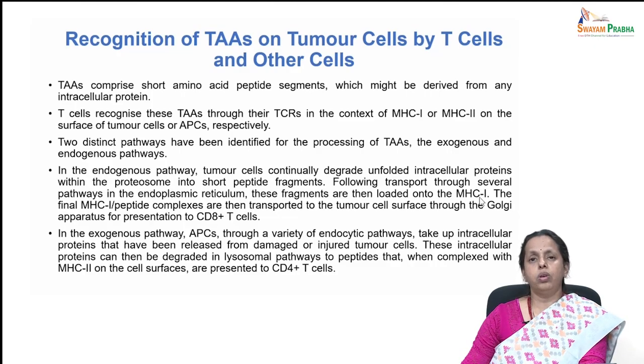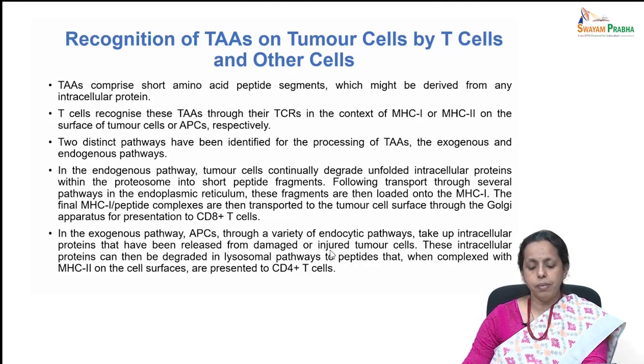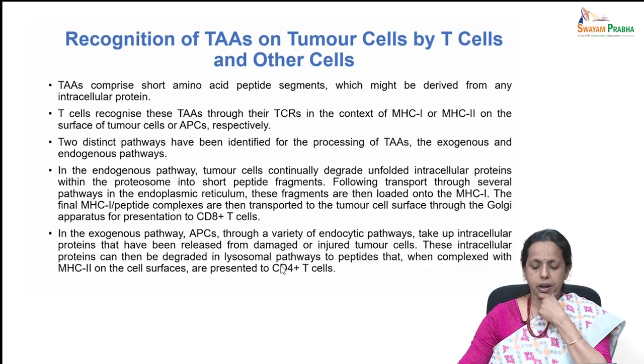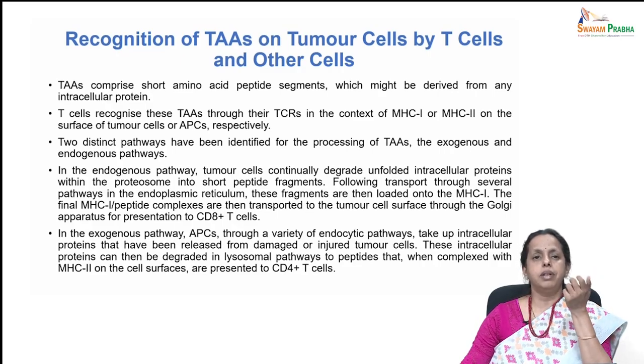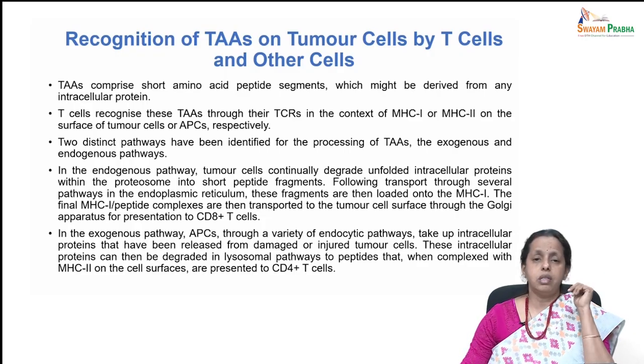Following transport through several pathways in the endoplasmic reticulum, these fragments are then loaded onto MHC-1. The final MHC-1 peptide complexes are then transported to the tumor cell surface through the Golgi apparatus for presentation to CD8 T cells. Through a variety of endocytic pathways, intracellular proteins released from damaged or injured tumor cells are taken up. These proteins can be degraded in the lysosomal pathways to peptides, which, when complexed with MHC-2 on the cell surface, are presented to CD4 T cells. This is how tumor associated antigens are recognized by the endogenous pathway and the exogenous pathway as discussed.